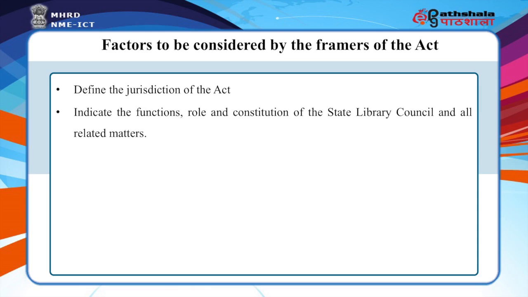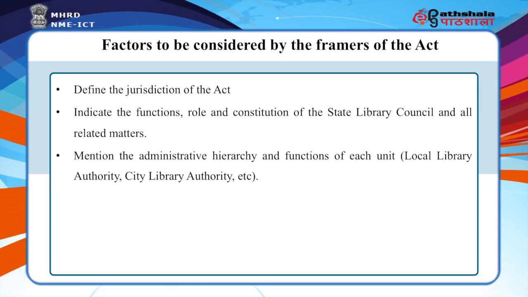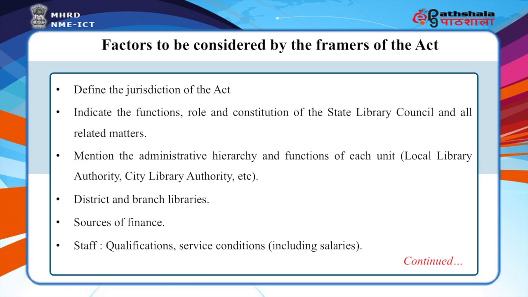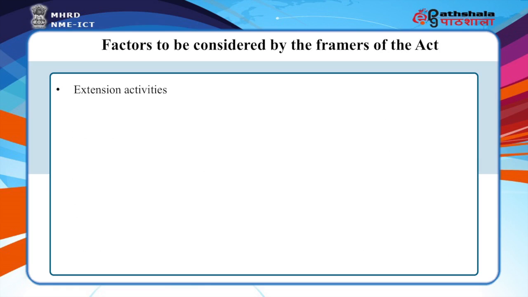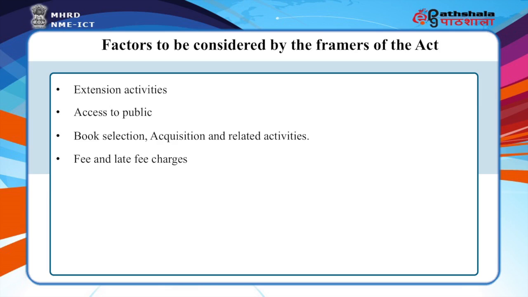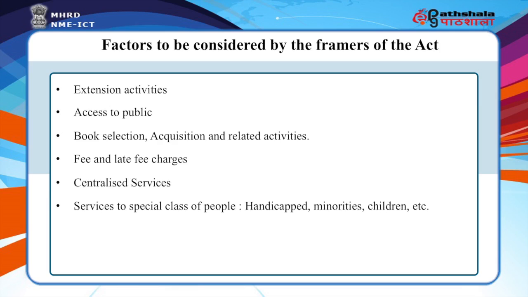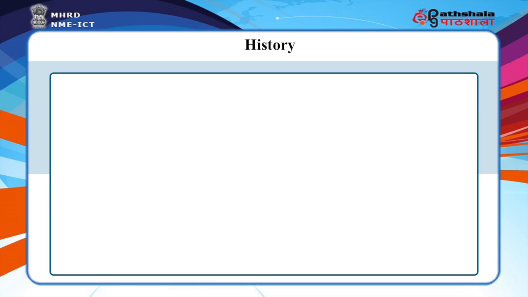The act should define the structure, functions, and organs of each system: the council, the director of libraries, local library authority, city library system, district and branch libraries, etc. The Act should also indicate the sources of revenue, expenditure on reading material, furniture, staff, etc. Qualification of staff, services and extension activities of libraries, access to public, book selection, circulation, fee and late fee charges, etc.